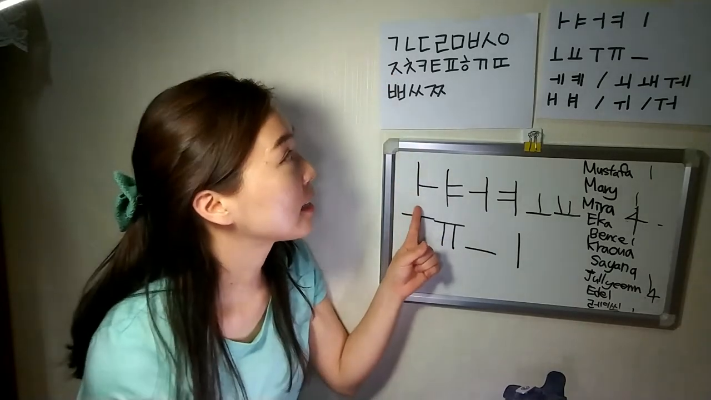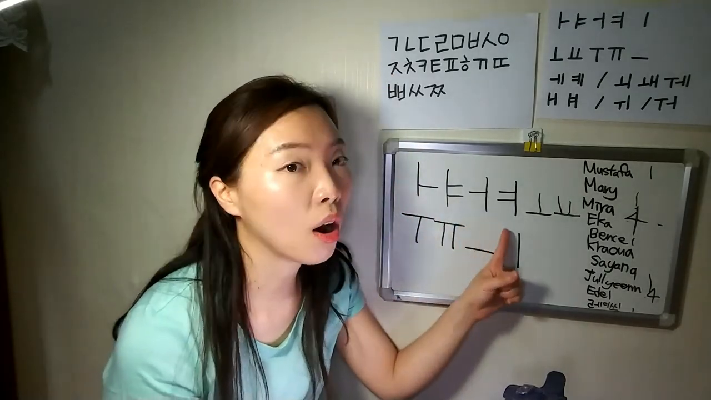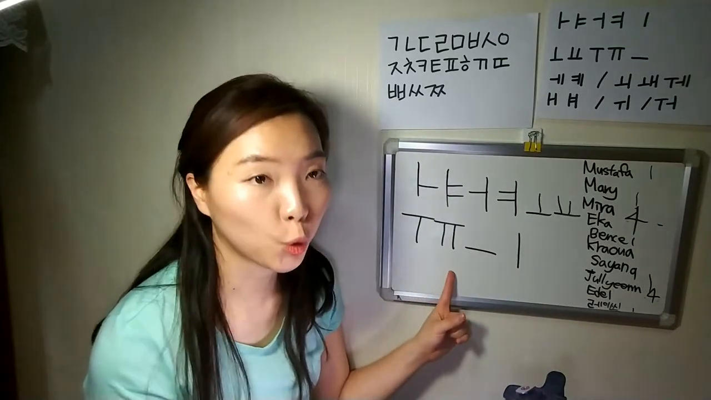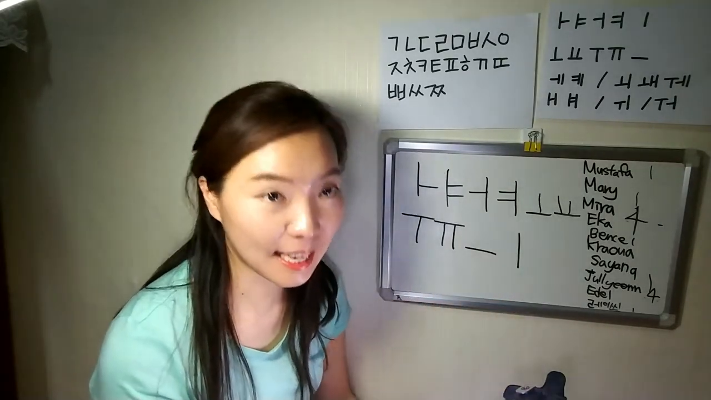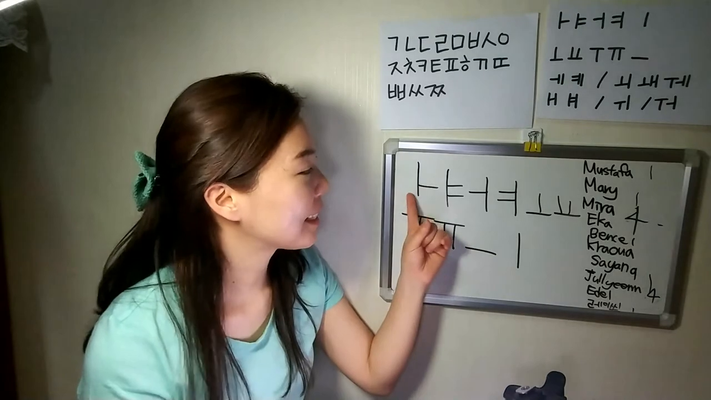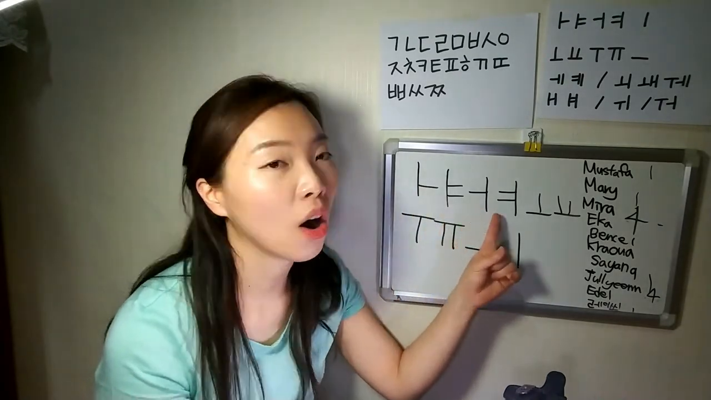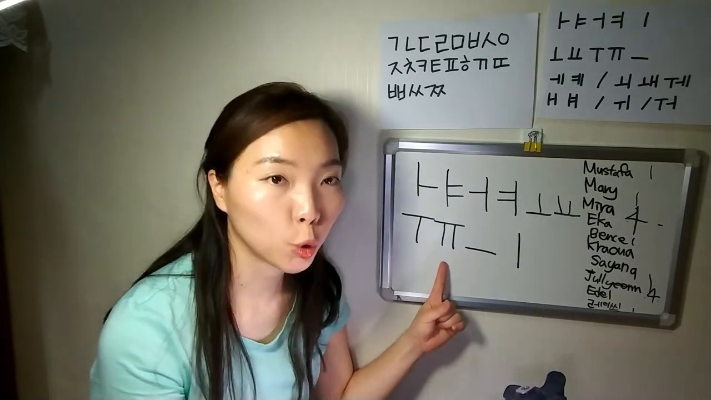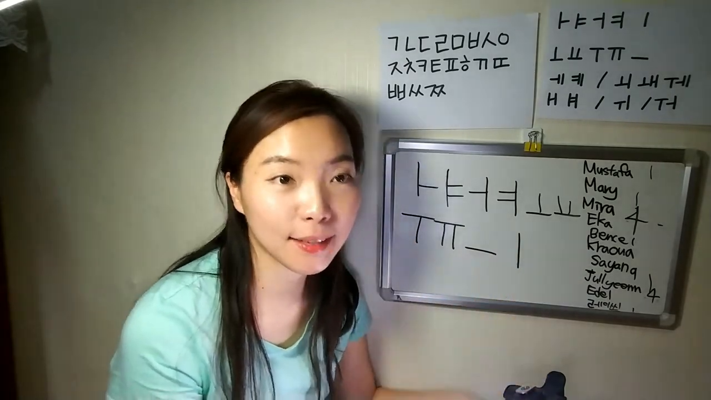Okay, 즈, 아, 자, 자, 저, 저, 조, 조, 주, 주, 즈, 지. 자, 자, 저, 저, 조, 조, 주, 주, 즈, 지.